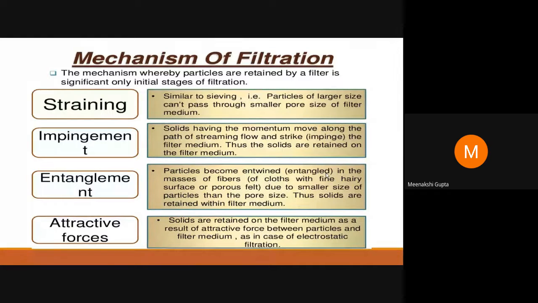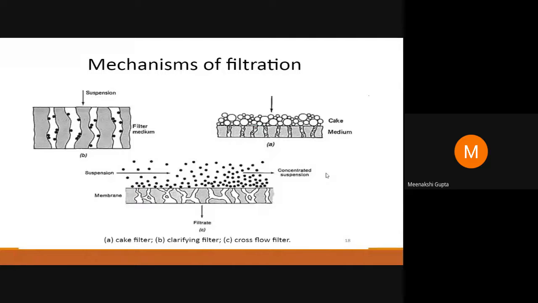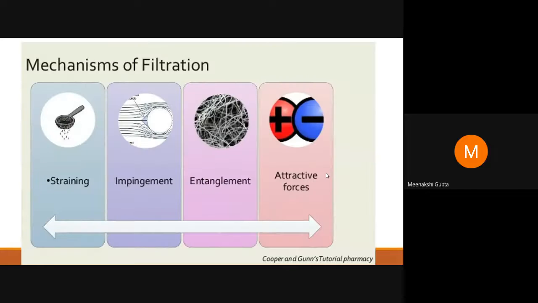Okay, in the last class we were discussing the mechanism of filtration. So there are four different types of mechanism: straining, impingement, then entanglement, then attractive force. So in this we can see these are the different ways how the filtration occurs. So straining, simply, it is quite the same as how we filter tea at home. So straining is just a simple mechanism.